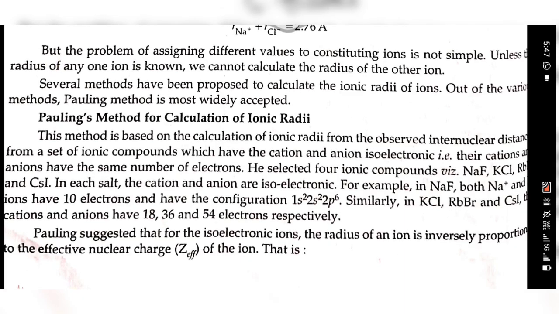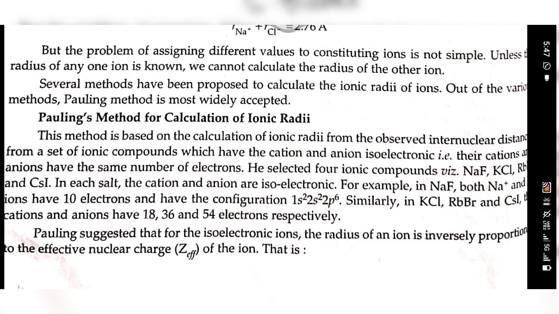This method is based on the calculation of ionic radii from the observed internuclear distances from a set of ionic compounds which have the cation and anion isoelectronic. Their cations and anions have the same number of electrons. He selected four ionic compounds that are NaF, KCl, RbBr, and CsI. In each salt, the cation and anion are isoelectronic. For example, in NaF, both Na+ and F- have 10 electrons.